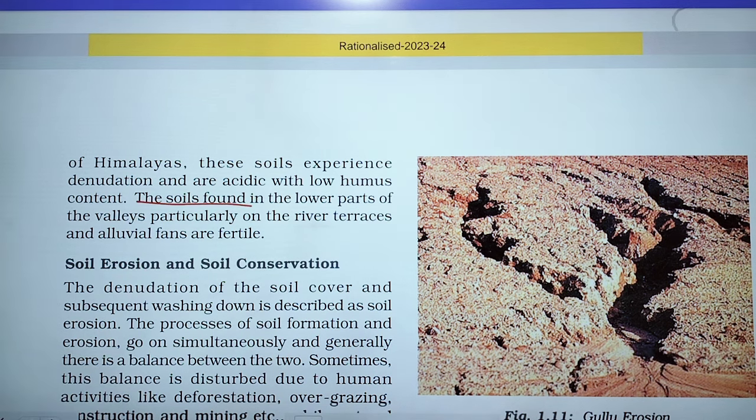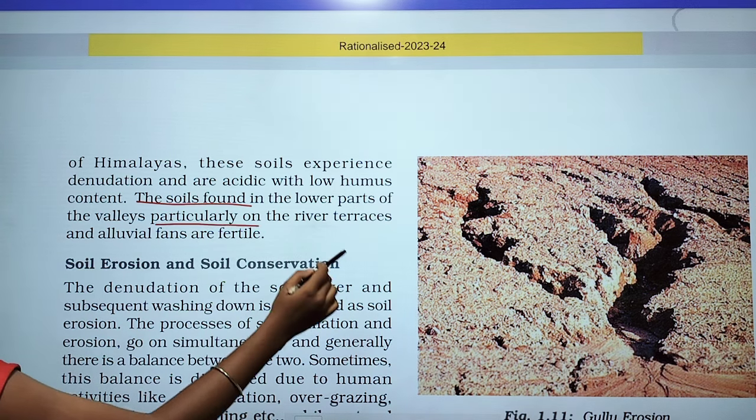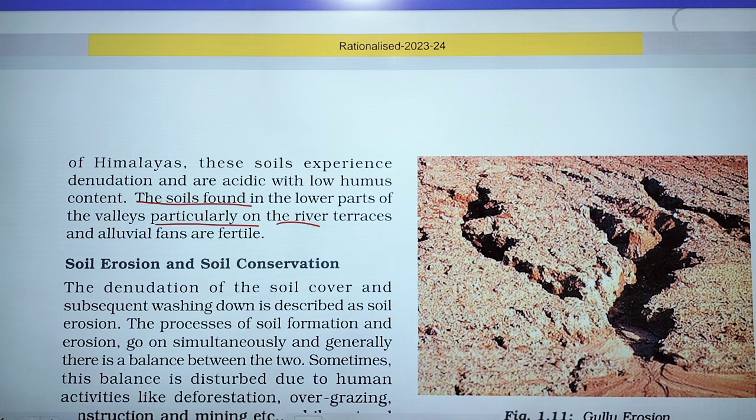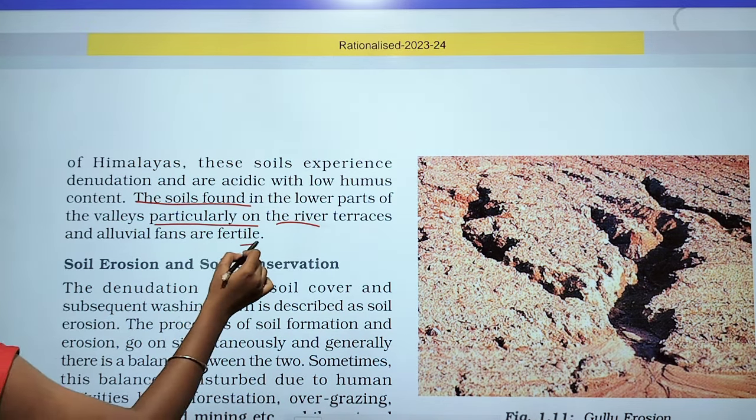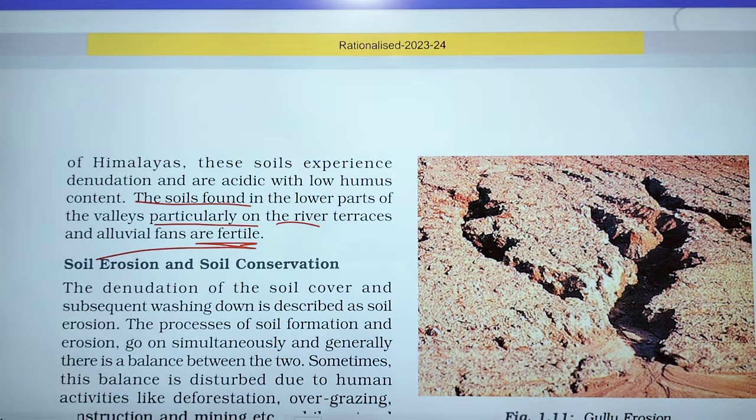The soils found in the lower parts of valleys, particularly on the river terraces and alluvial fans, are fertile.